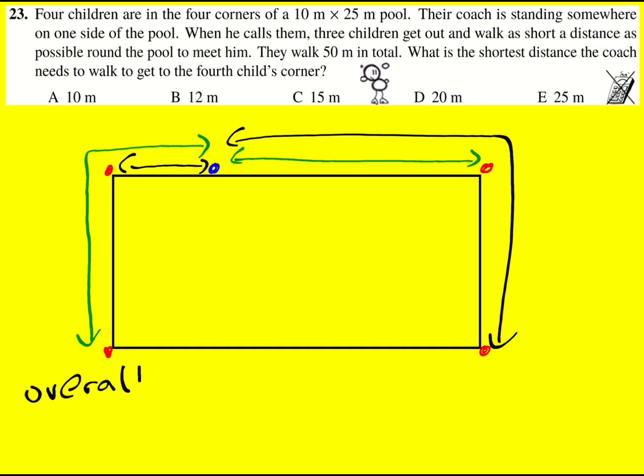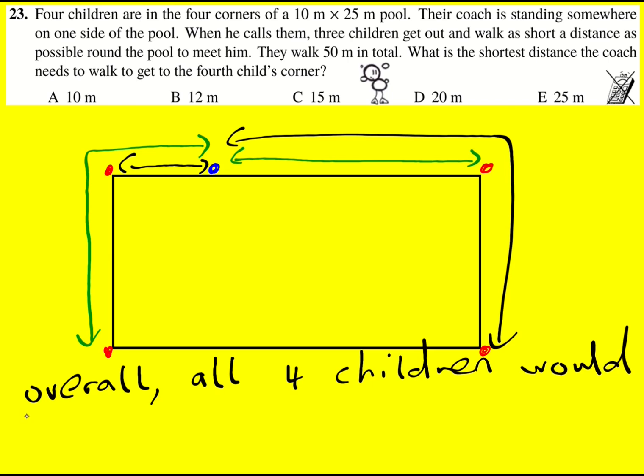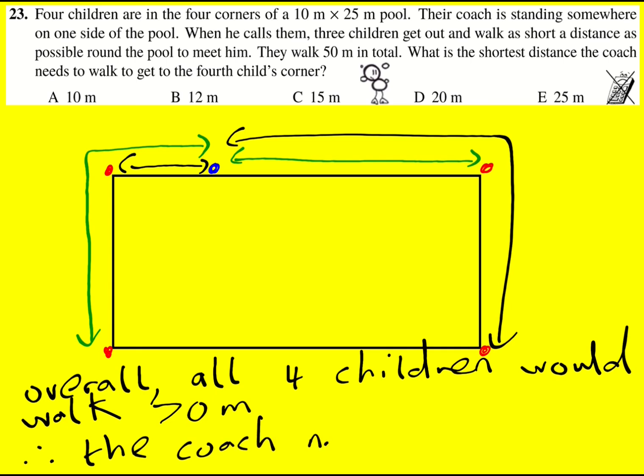So overall, all 4 children would walk the perimeter, which is just 10 plus 10 plus 25 plus 25, 70 meters. And therefore, the coach needs to walk 20 meters. Okay, because we're talking now about the scenario where only 3 of them walk.